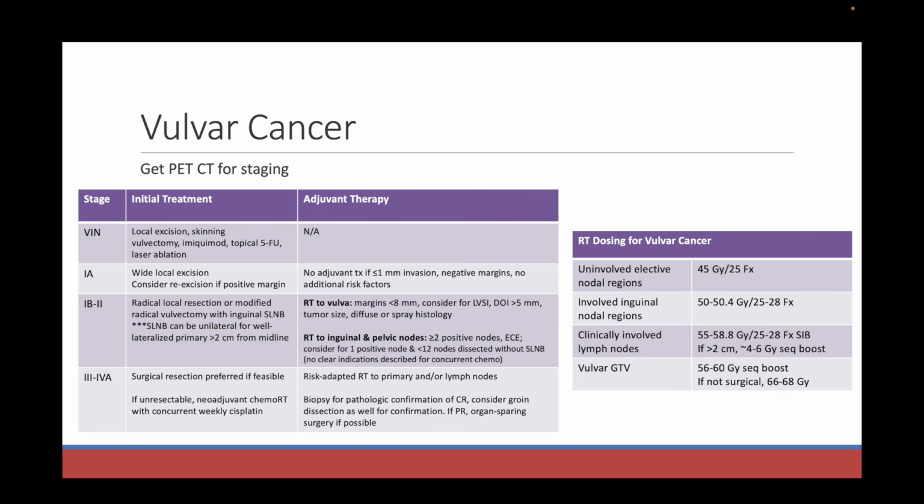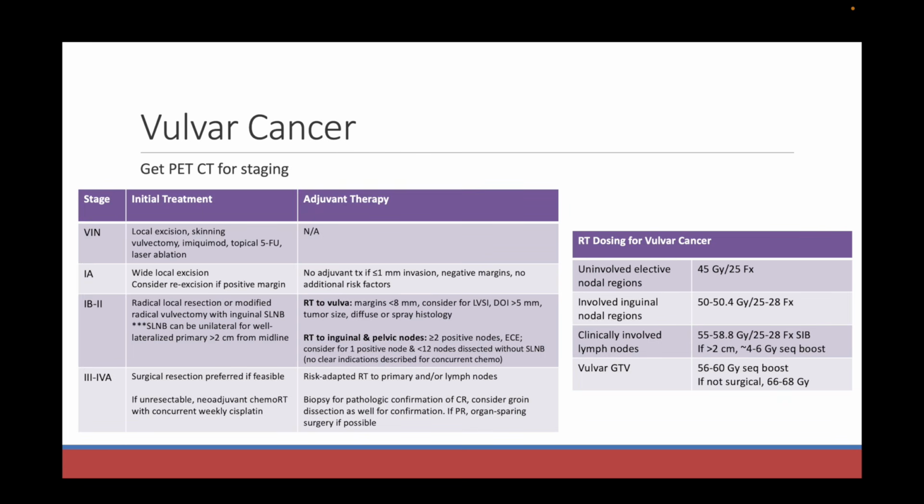Any clinically involved lymph nodes, you want to boost them to 55 to 58 gray. And if they're bulky, then you can even do an additional sequential boost. And then your vulvar GTV, if you're doing it preoperatively, then you can think about just going to 60 gray. But if not, you want to go higher, to 66 to 68 gray. So vulvar cancer can be very challenging to treat, but I think these are some basic principles that should help you hopefully talk through a case.